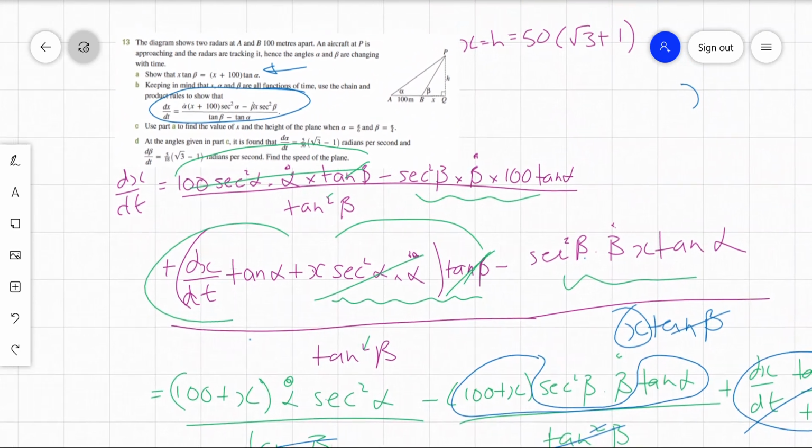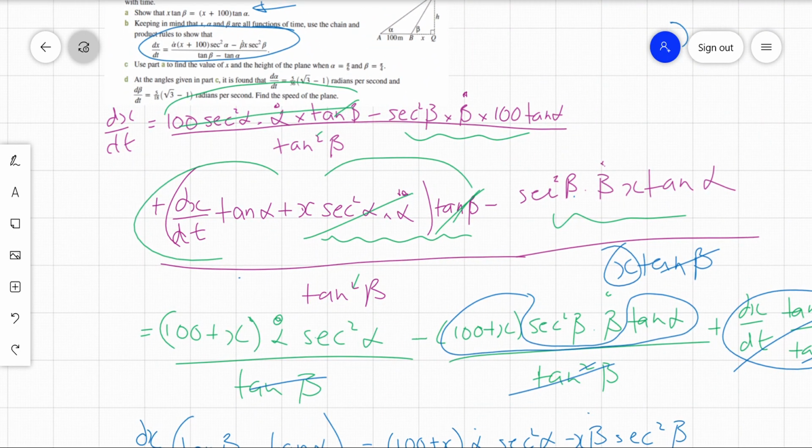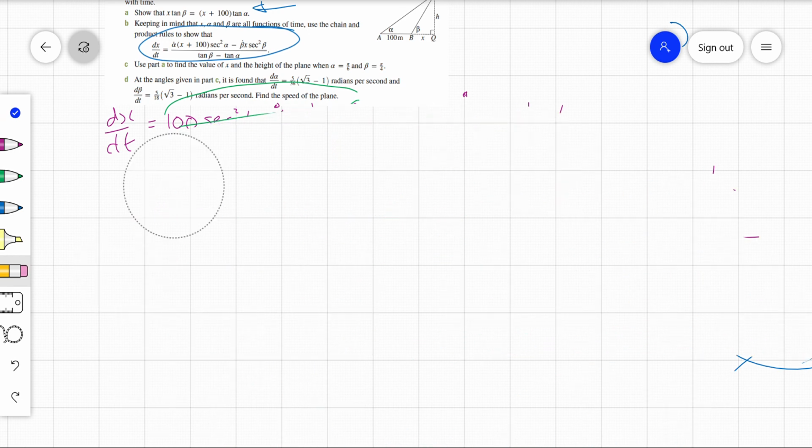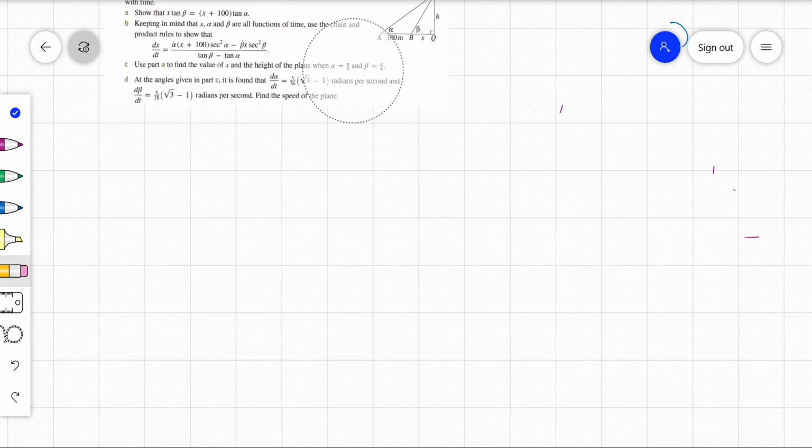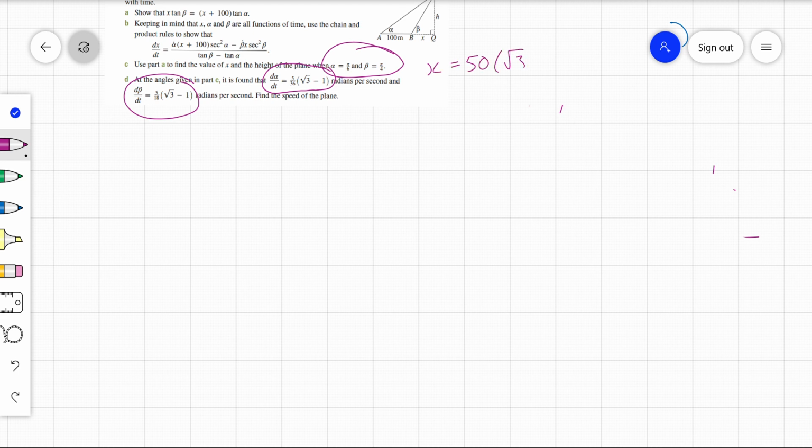So let's just go back so we can see the question. I'll go back up here and make some room. So now, if we look at the last part, if we use the angles that we've already got, here a dot is going to equal this, b dot is going to equal this, alpha equals that, beta equals that, and don't forget x, which equals h, equals 50 root 3 plus 1. We already found that out. So we're going to use all that and sub into this equation here.